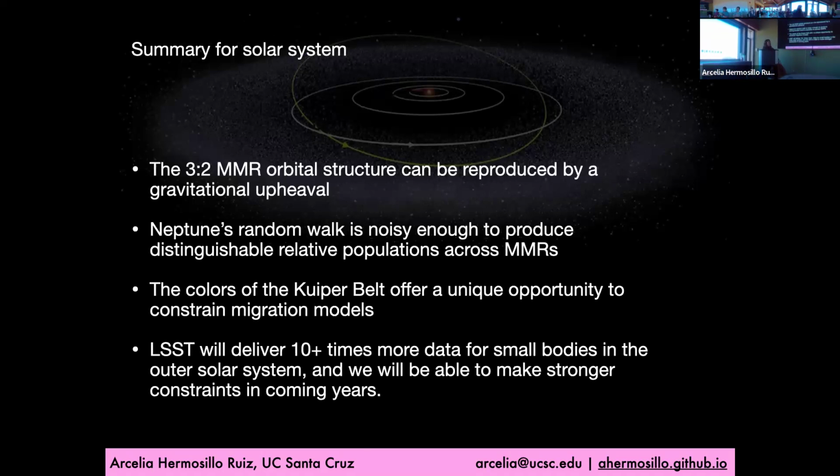So in summary, what I showed is that the 3-2 mean motion resonance orbital structure can be reproduced by gravitational upheaval. And that leaves a lot of room to further this work in the future with LSST. And Neptune's random walk is noisy enough to produce a distinguished relative population pattern across the various mean motion resonances. And the colors of the Kuiper belt offer a unique opportunity to constrain migration models. And the forward-looking part is, again, that LSST will deliver 10 times more data. And so we'll have a lot more data for the small bodies in the outer solar system, and that will help us make stronger constraints for what model could have occurred in our solar system.